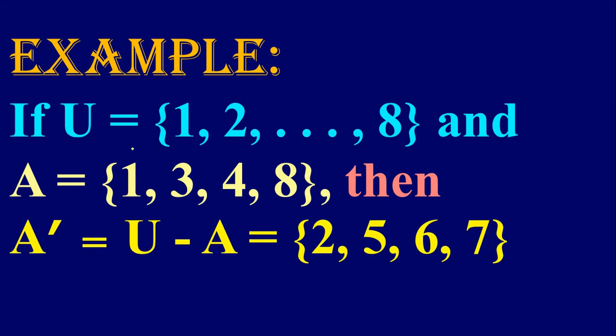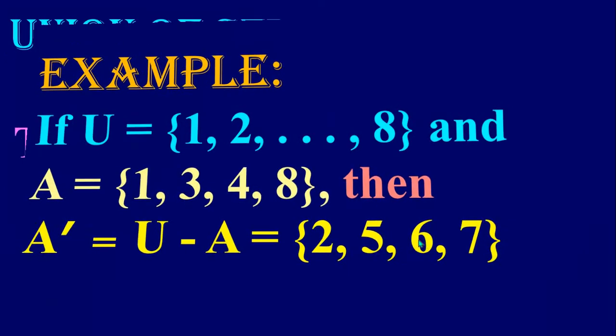So we consider one example. Let U equal to 1, 2, 3 up to 8 and A equal to 1, 3, 4, 8. So here A set is 1, 3, 4, 8, and A dash. If you want to find A dash, we have to subtract these elements from the universal set. That is, you should not write 1, 3, 4, 8. So other elements are 2, 5, 6 and 7. So that is A dash. A dash is the elements other than 1, 3, 4, 8 which are present in the universal set. It is 2, 5, 6 and 7.